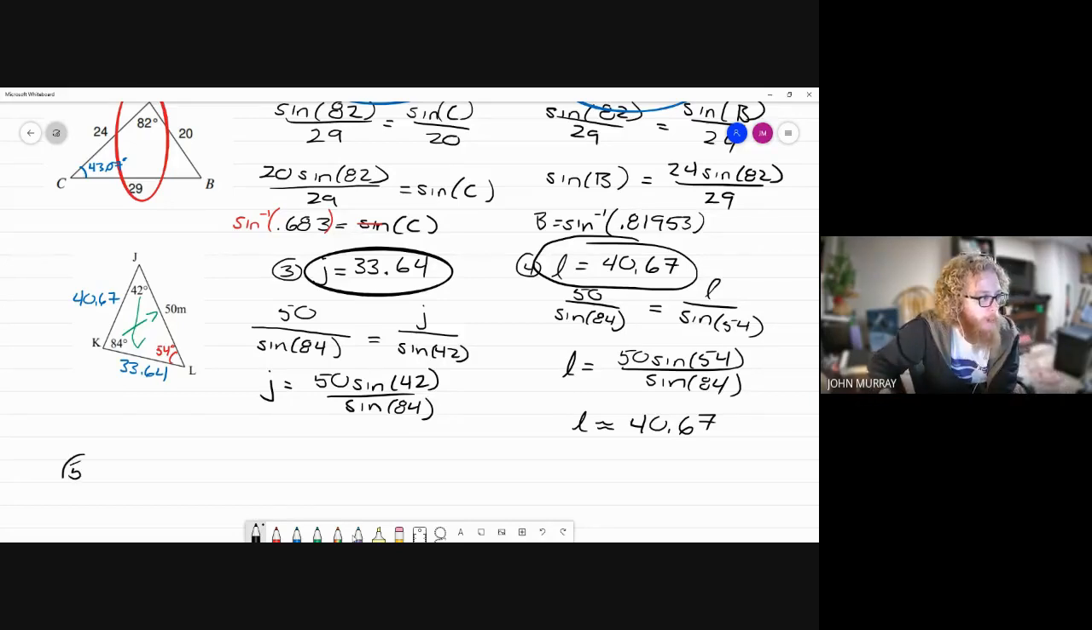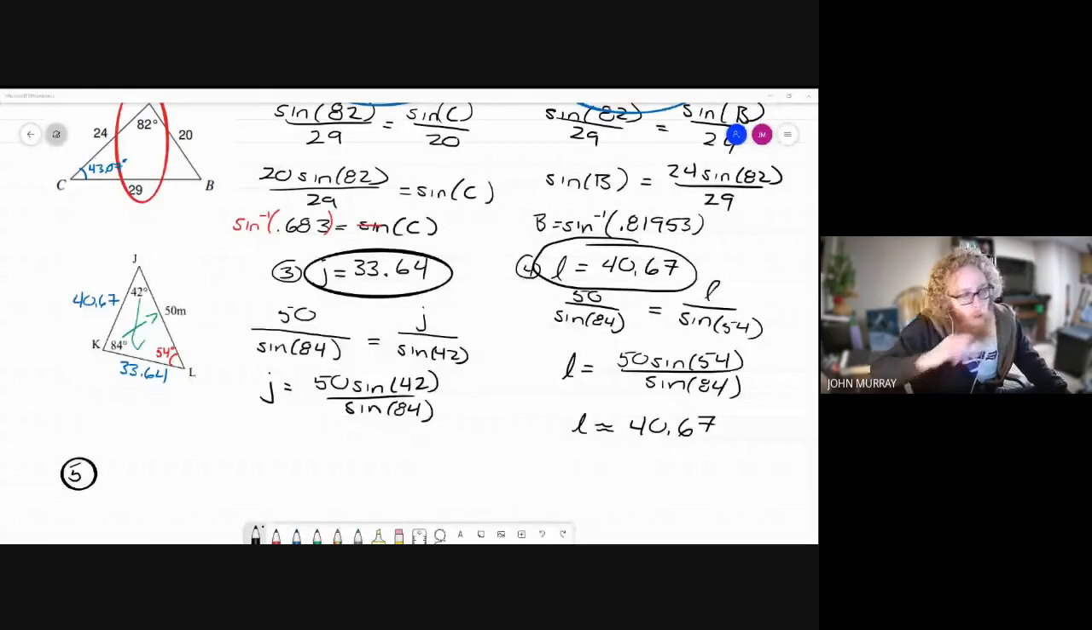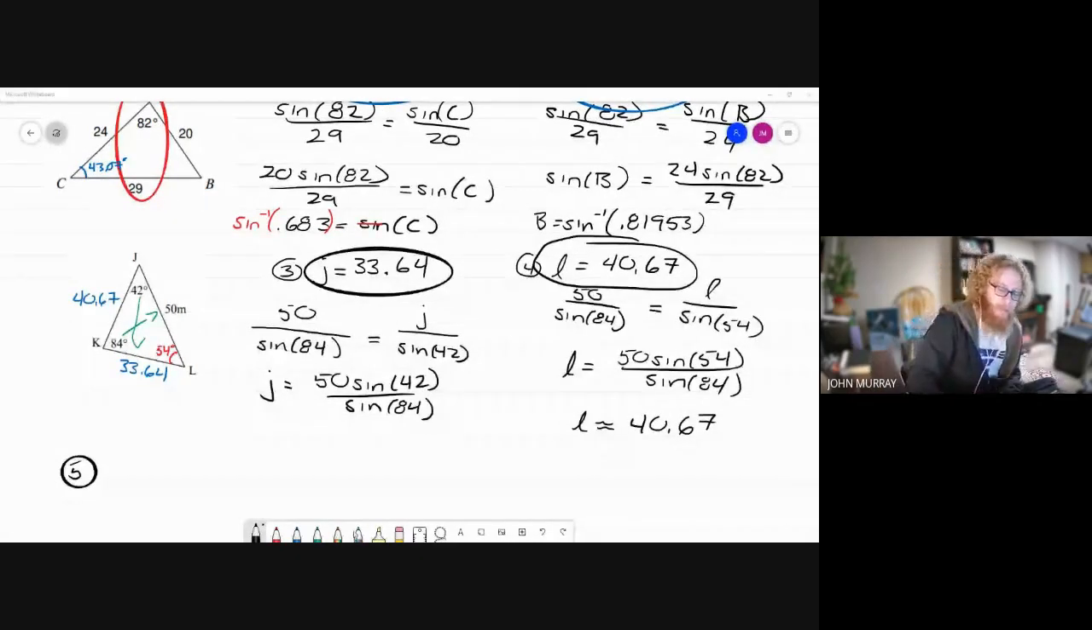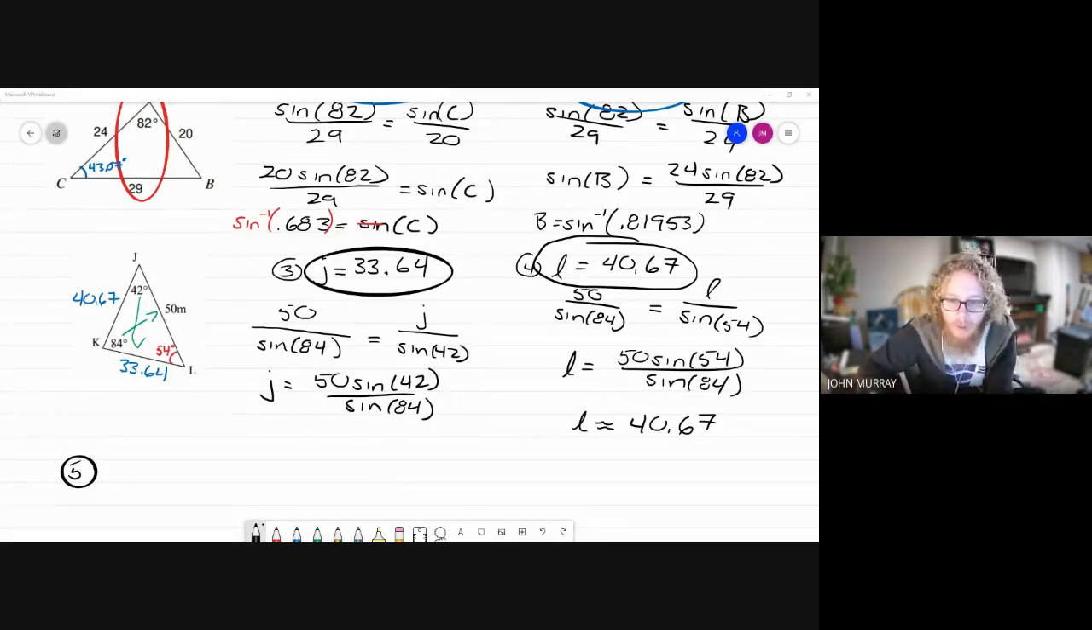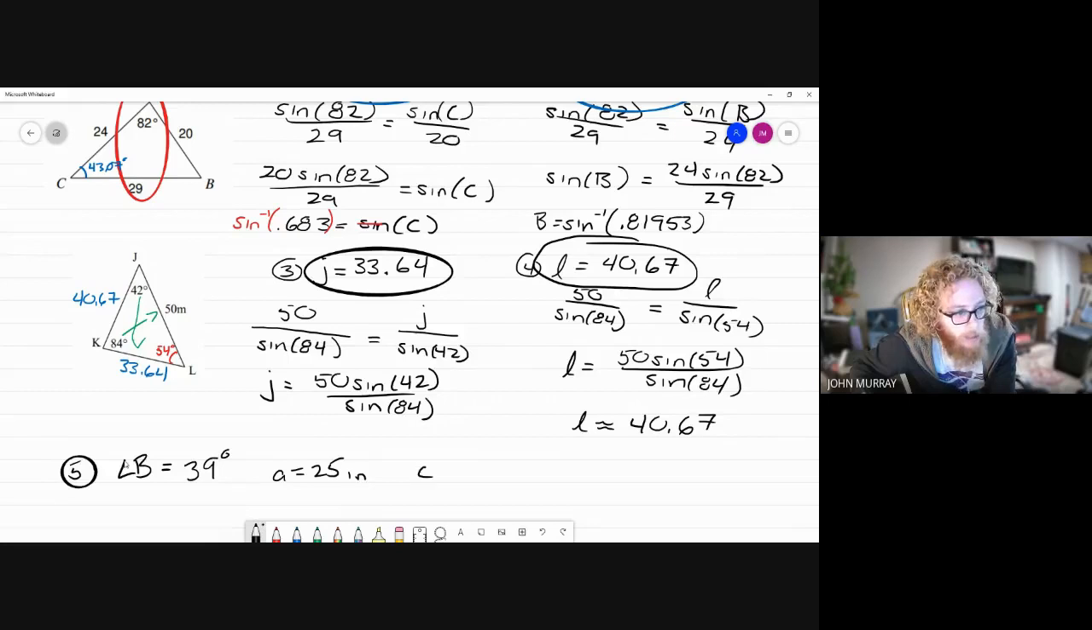All right, then for number 5 was an area problem. So I told you find the area of a triangle when angle B equals 39 degrees, side A equals 25 inches, and side C equals 12 inches.